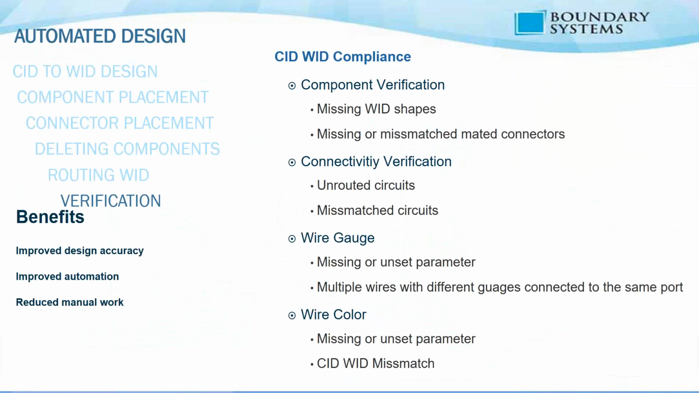Another thing it'll check and verify for you is your wire gauges. So if you have missing parameters or unset parameters, in this case, let's say the wire gauge, another thing that's very similar is the wire color, two important parameters. It'll actually try to verify between the SID and the WID to make sure everything lines up appropriately.